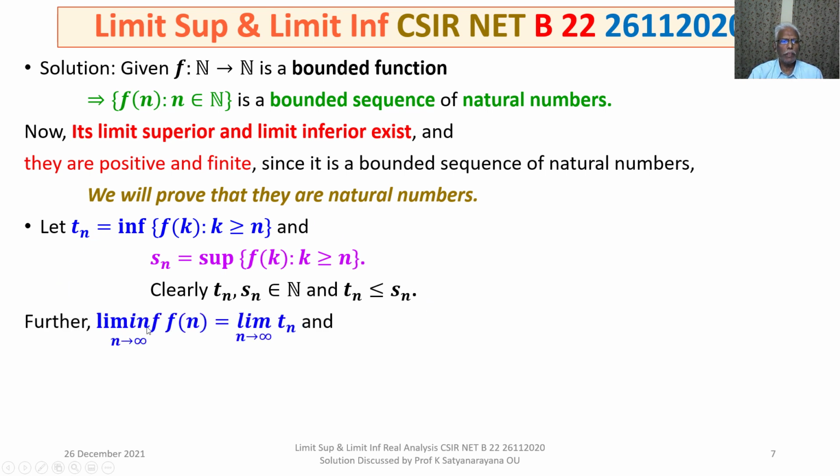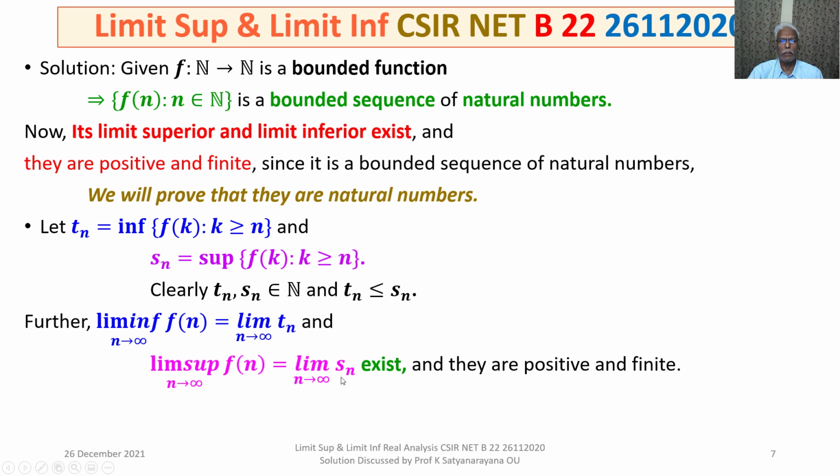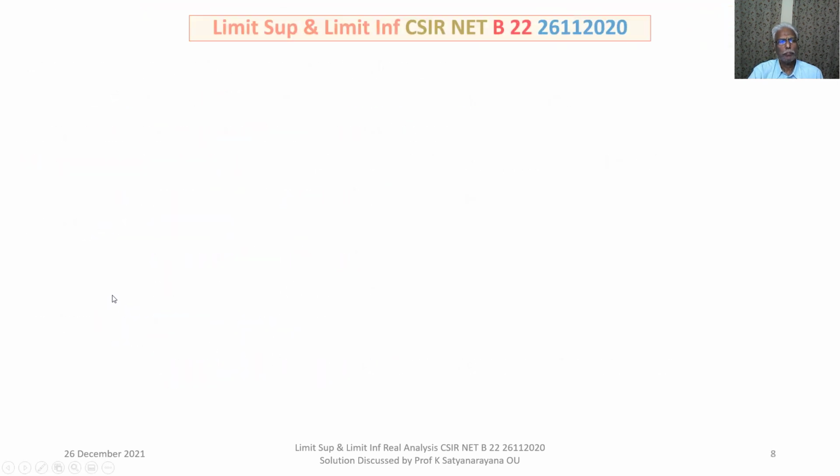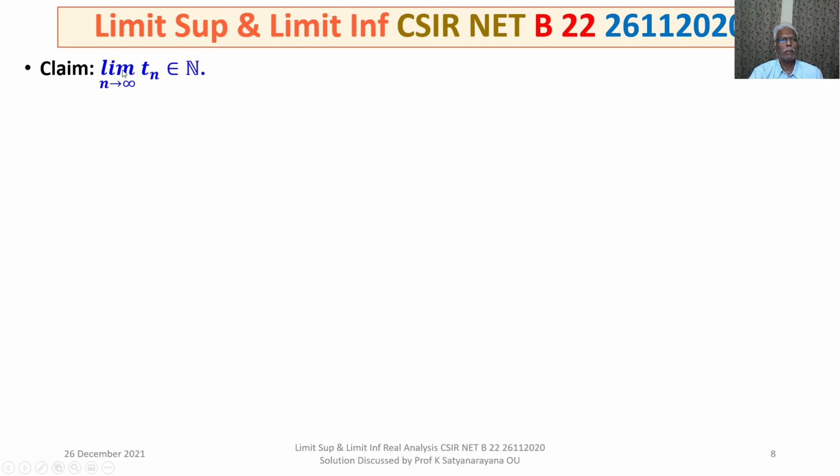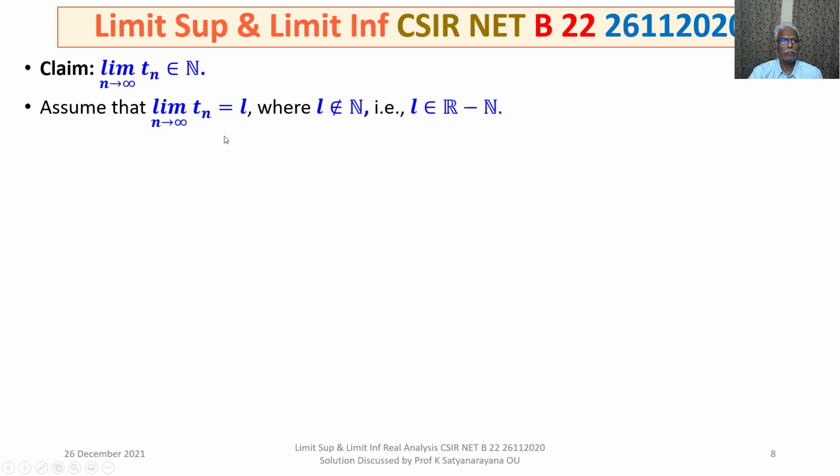Further, limit inferior of f(n) is limit as n tends to infinity of t_n. We know this exists. And limit superior of f(n) is equal to limit as n tends to infinity of s_n, which exists. And they are positive and finite. Now we claim limit as n tends to infinity of t_n is a natural number. Assume it is not. Assume that the limit as n tends to infinity of t_n is L, where L is not a natural number. That is, L is a real number but not a natural number.